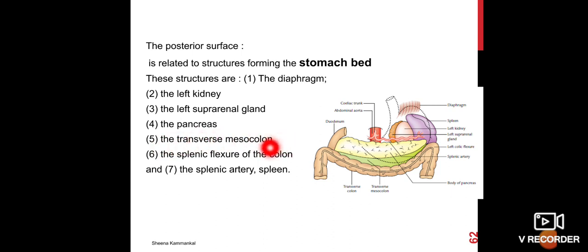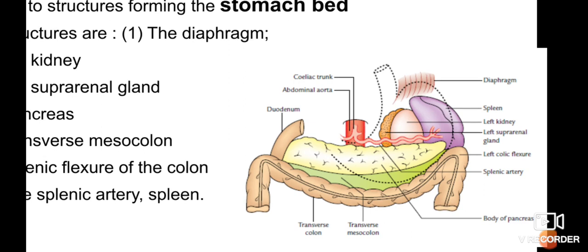Transverse mesocolon is the peritoneal fold of the transverse colon. Then the splenic flexure of the colon. This is the splenic flexure of the colon. Then the splenic artery and the spleen. In this picture you can see these different parts. The stomach is given as an outline here, and the structures present under the stomach are very clear here: the left kidney, left suprarenal gland, spleen, splenic artery, pancreas. This green color is the transverse mesocolon. Then the splenic flexure. Splenic flexure means the flexure, the bend of the transverse colon at the level of the spleen.